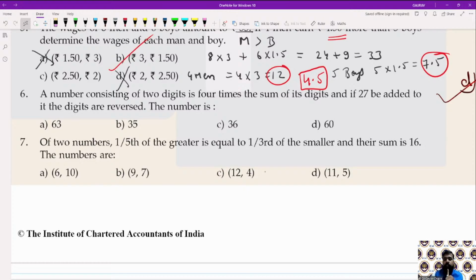Now check the first condition first. So 63, if we add 6 + 3 is 9. 9 into 4 is 36. So not getting matched, option A incorrect. Second one, 3 + 5, 8. 8 into 4 is 32. Not a match. 36: 3 + 6 is 9. 9 into 4 is 36. Verified. Option number C will be correct.